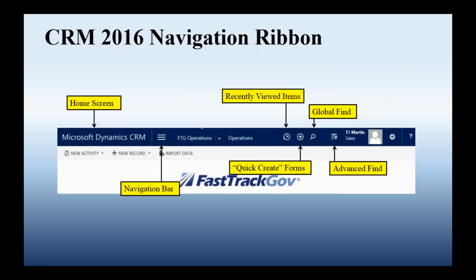As I mentioned here, this quick create forms function allows me to add email or phone call activity against an entity within CRM. Here's that cool little global find option where you see the magnifying glass. If I click on that and type in the name Fred Williams, it'll search across all of Fast Track Gov for that particular search, whether it's a person or a property or whatever kind of information it is. And then your Advanced Find button got moved up here to the top as well.